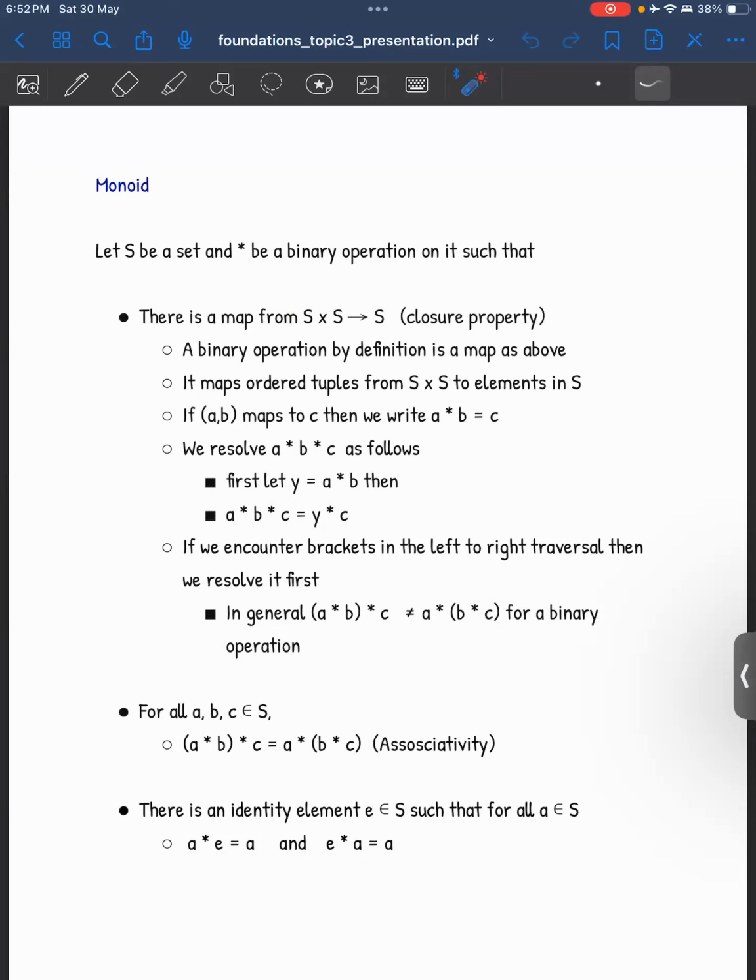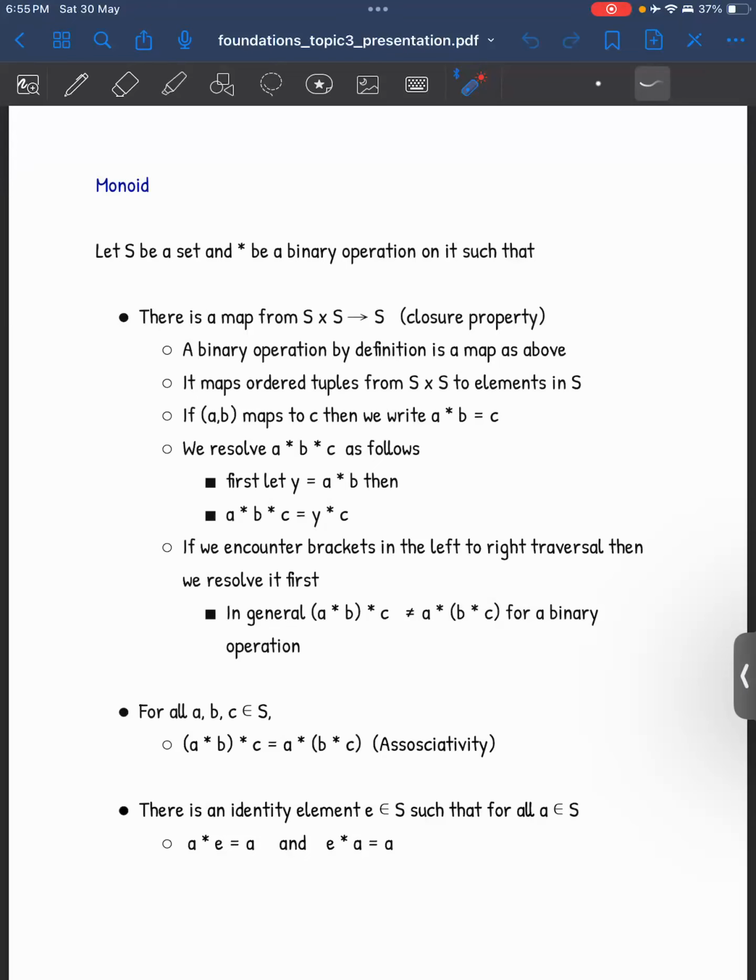So we have two elements, A and B, in S, and two tuples, A comma B and B comma A. Remember, tuples belong to the Cartesian product of S with itself, that is the set S cross S, and the tuple A comma B is not equal to the tuple B comma A.